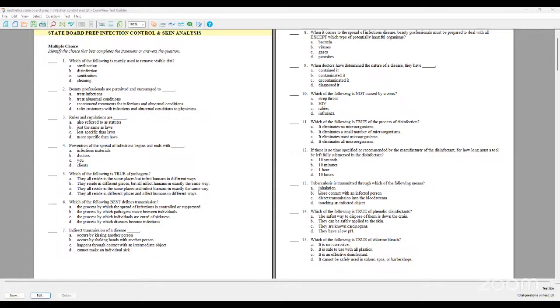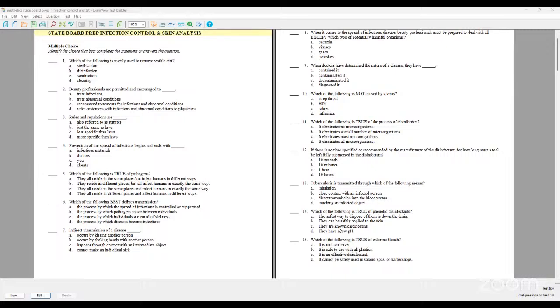But 13 is A. You were in direct community, in direct airspace, so you inhaled it. 13 was A. 14, which of the following is true? Phenolic disinfectants. Whenever you see phenol, phenolic, that is a toxin. It's a harsh disinfectant. So 14, which of the following is true of phenol disinfectants? 14 is going to be C. They are known as carcinogens.